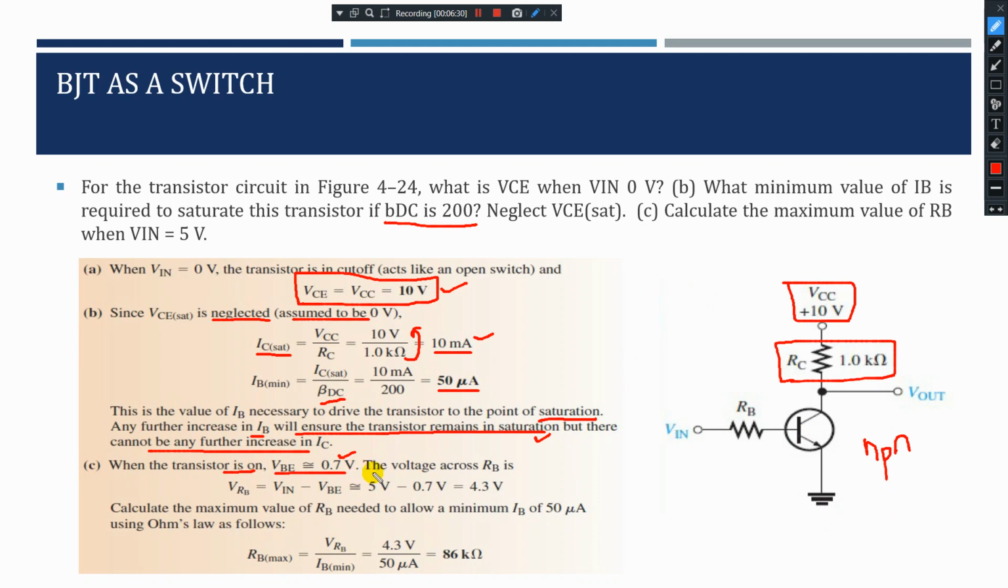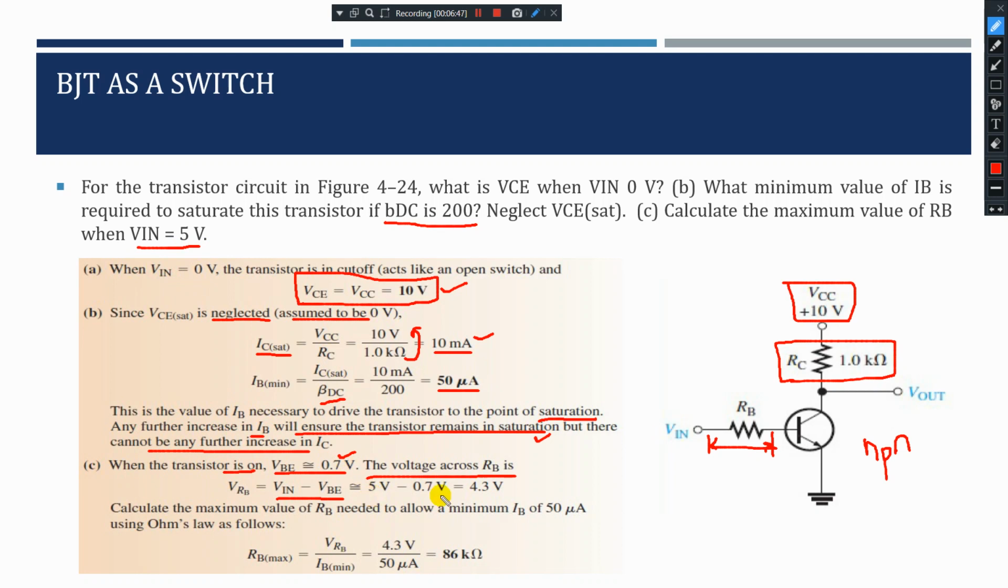0.7. So the voltage across RB, what is the voltage across here? We need to find out. So what is RB here? RB is equal to V in minus VB. What is V in here? What is the input voltage here?